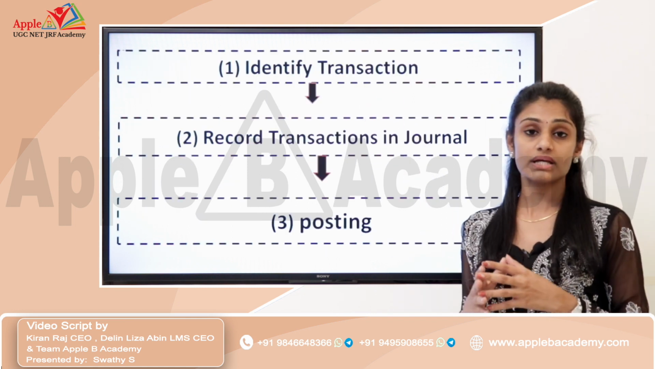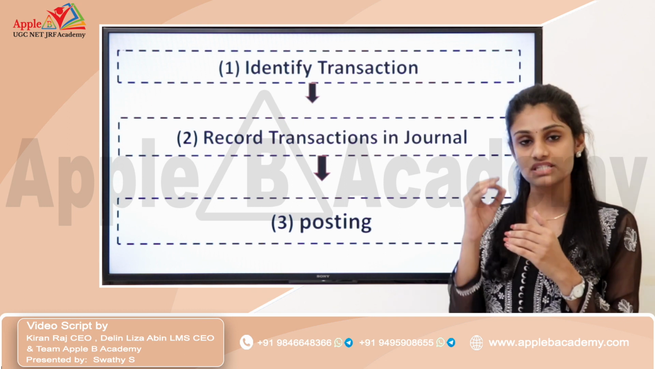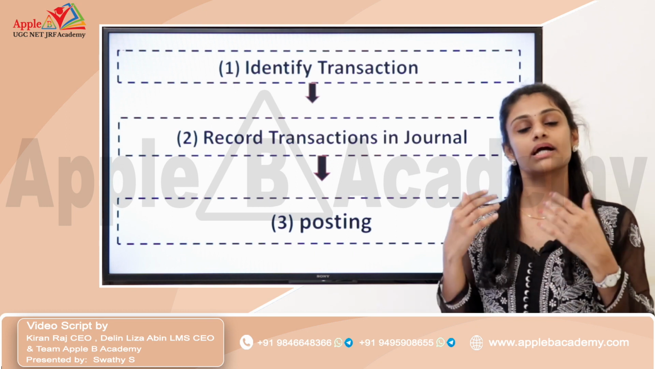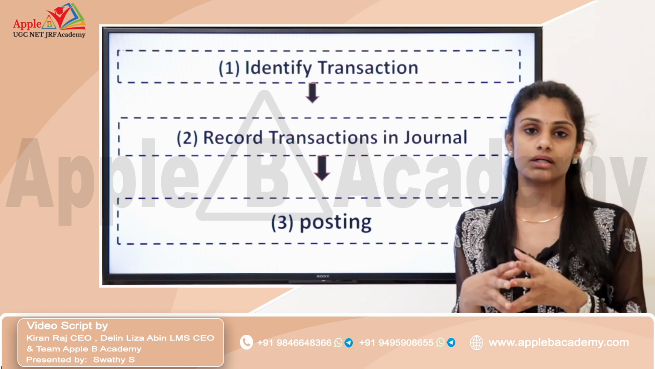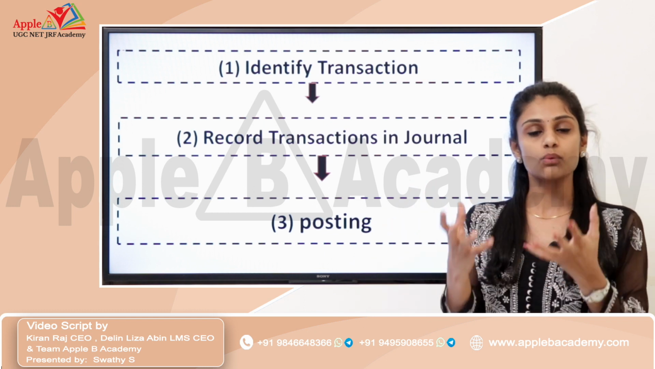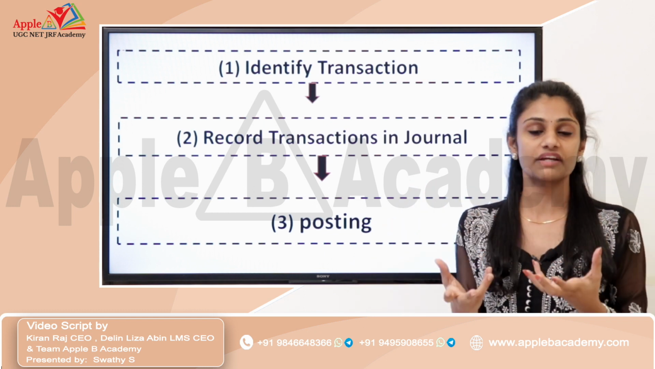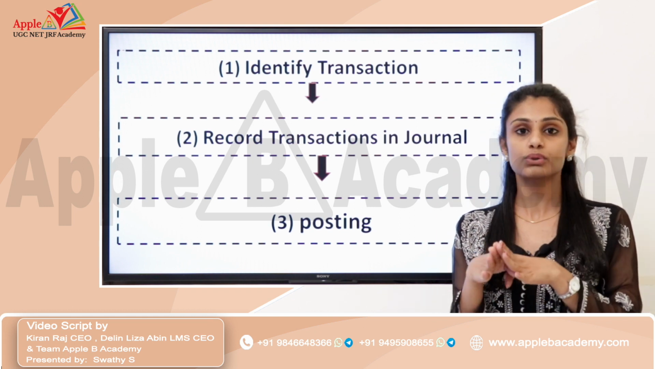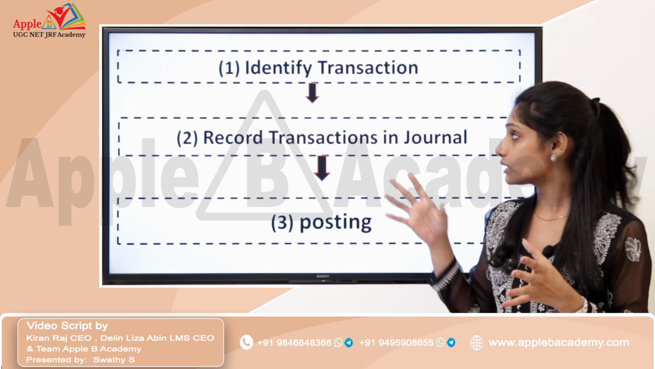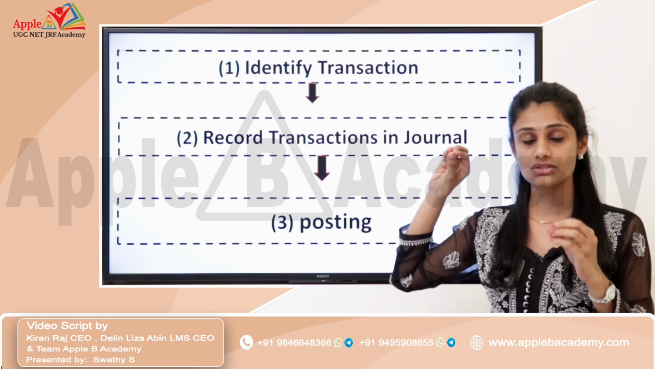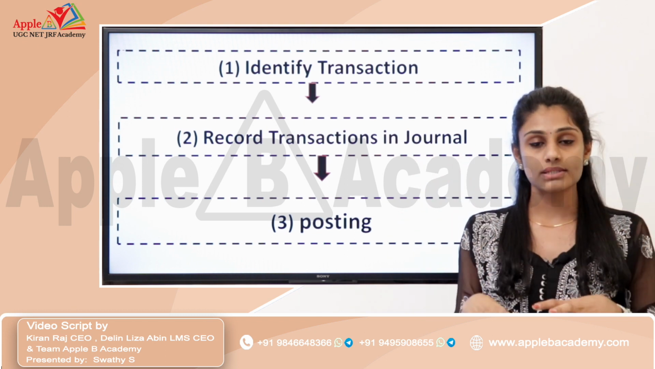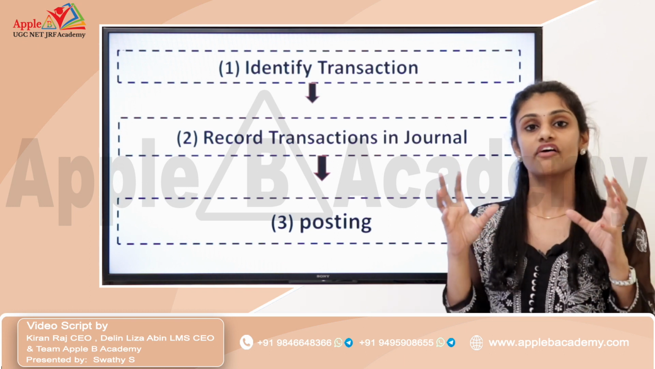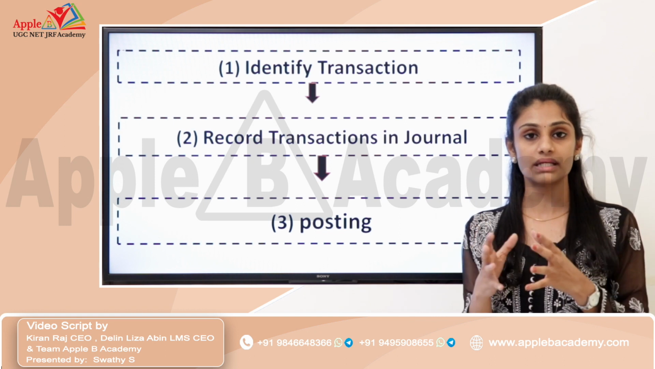It firstly starts with identifying the transaction. First of all, you should identify the various transactions happening in an organization. Like if a person invests rupees 5 lakh into business, if the owner makes an investment of rupees 5 lakh in the business, we know that that is capital, right? So that is the transaction. We identified that the owner invested 5 lakh in the business as capital. That is the way you have to identify the different transactions happening in an organization.